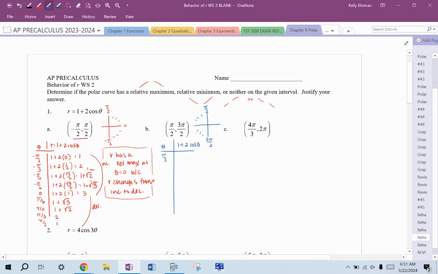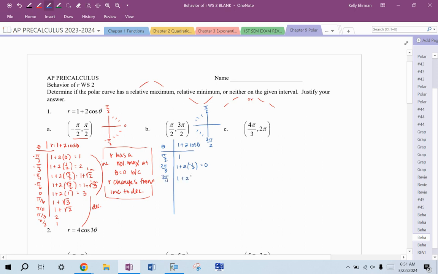Start at pi over 2, which you already have an answer for. That's 1. And then you're going to plug in 2 pi over 3. That's going to be 1 plus 2 times negative 1/2, so 1 minus 1 is 0. And then plug in 3 pi over 4.